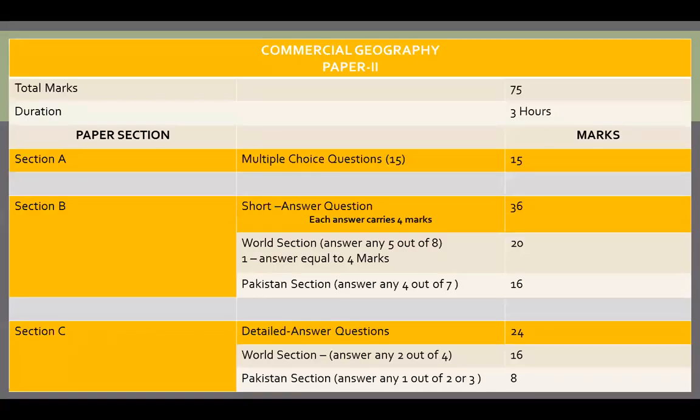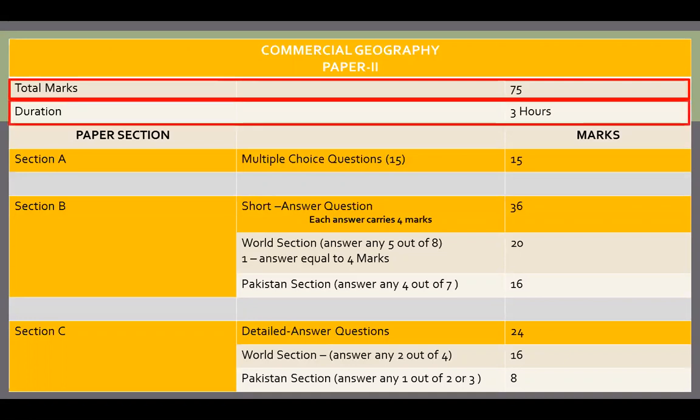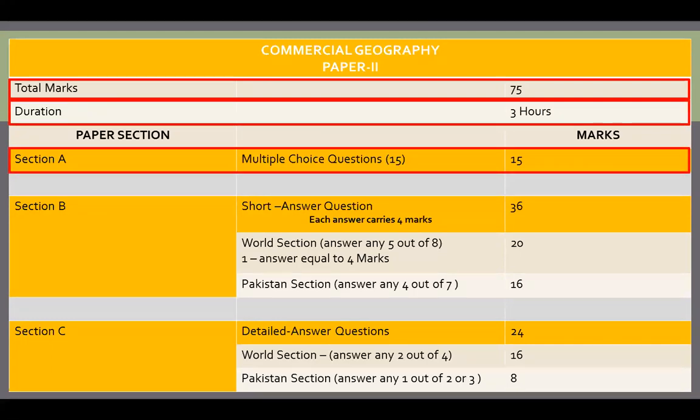Coming to the paper pattern. The paper has 75 total marks, and the duration of the paper is 3 hours. We have three sections, A, B, and C, in our paper. Section A is 15 marks, and it has multiple choice questions. It covers all the topics from the world as well as from Pakistan. A student needs to practice lots of short answers and lots of MCQs from their books.